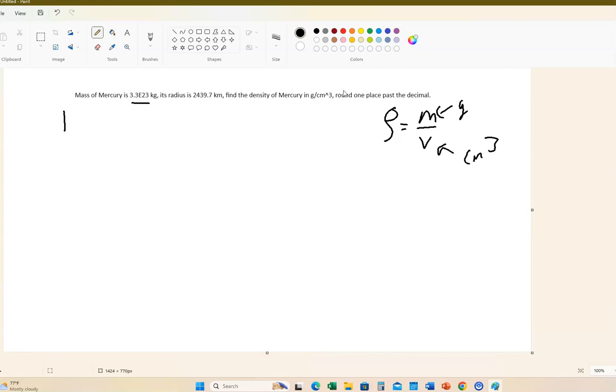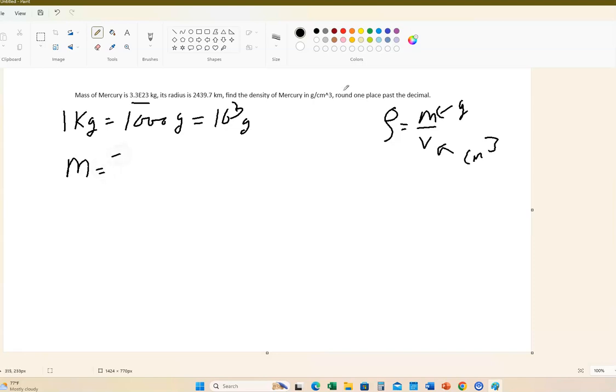So we take the mass, and the other thing is, of course, you've got to know the conversions. 1 kilogram is, of course, 1,000 grams, which can also be written as 10 to the third grams. We're going to use that fact to convert this. So here's our mass.